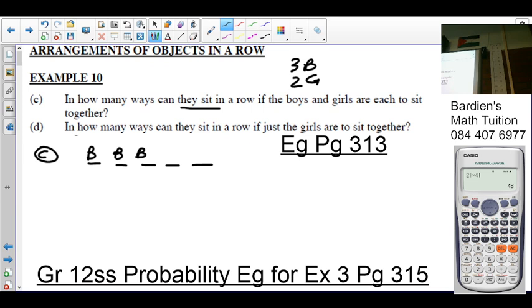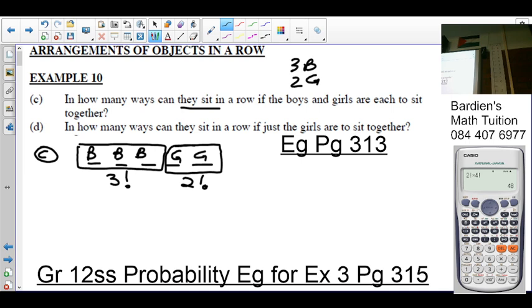Not so? So they can sit in how many ways? How many options do I have for the first bid of the binded bids here? 3. There? 2. There? 1. So in other words, if I bind them, how many options do I have? 3 factorial, yes. Okay. Then this needs to be girl, girl. Are they binded? Yes, they have to sit together. How many ways can they sit? 2 factorial ways. Not so?